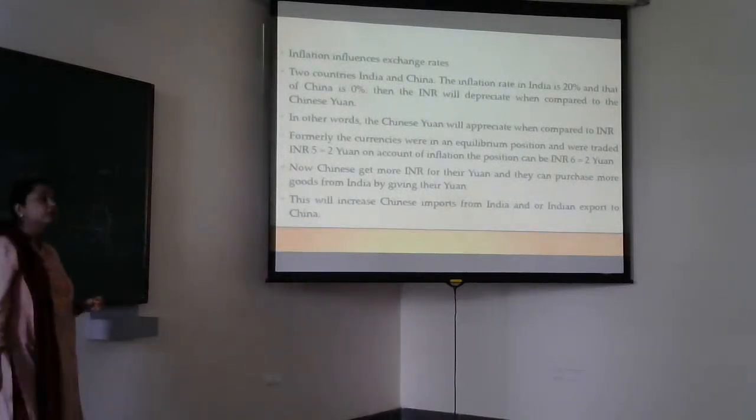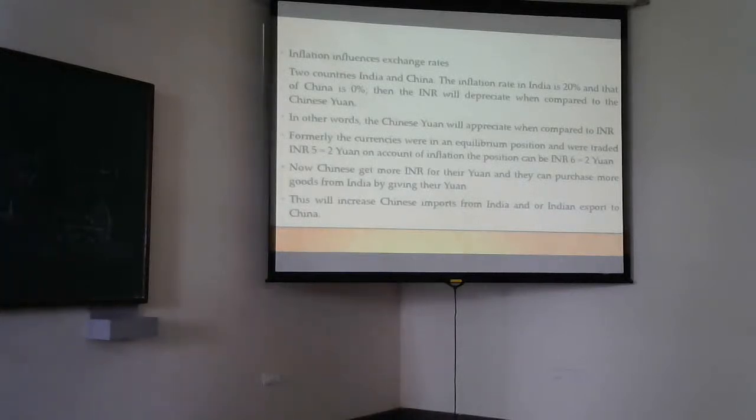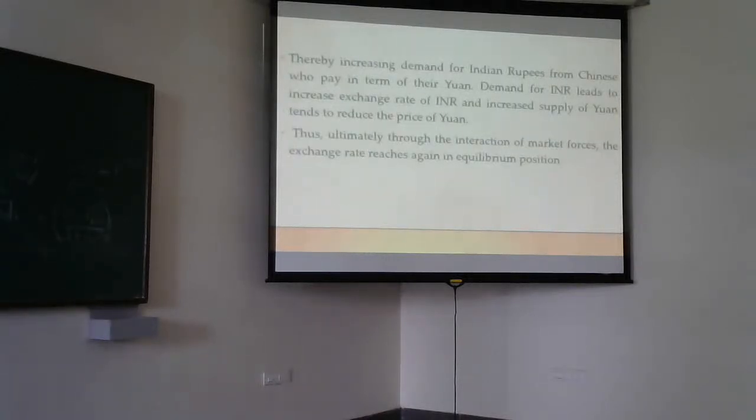Now Chinese get more Indian rupees for their yuan and they can purchase more goods from India by giving their yuan. This will increase Chinese imports from India, or Indian exports to China. Thereby it increases demand for Indian rupees from Chinese who pay in terms of their yuan. Demand for Indian rupees leads to an increase in the exchange rate of the Indian rupee, and increased supply of yuan tends to reduce the price of the yuan. So again rectification will happen.